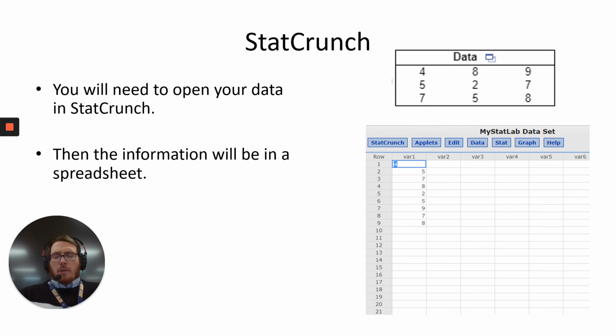The other thing I want to show is not that you need it right now, but as you move forward, is how to make a histogram using the program called StatCrunch. What you should notice on your data, if there's any sort of data in your homework assignment, and you bring it up, there should be a double rectangle here. If you click that and hit open in StatCrunch, it should open up what looks kind of like an Excel file, except there are some other applets and buttons at the top that you can use.